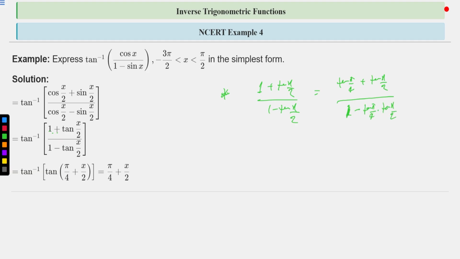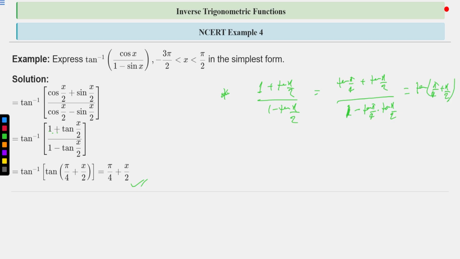Now see, this is the formula for tan a plus b, right? So you can write this as tan of pi by 4 plus x by 2, right? Therefore, you can write tan inverse 1 plus tan x by 2 upon 1 minus tan x by 2 as tan inverse tan of pi by 4 plus x by 2, which is equal to pi by 4 plus x by 2, right?